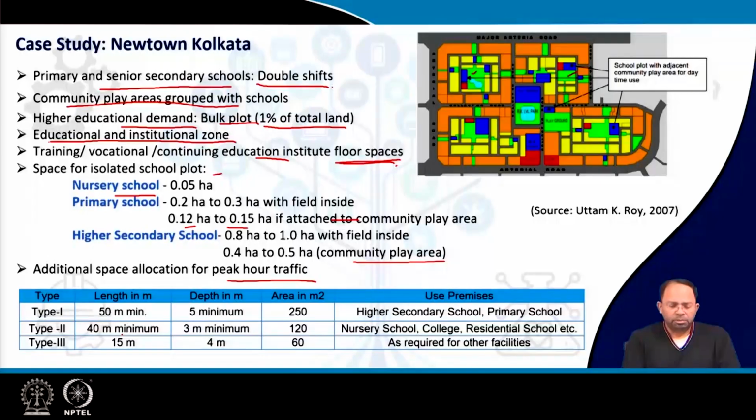extra area was also provided for higher secondary schools and primary schools. A total length of 50 meters and depth of 5 meters in those particular plots was reserved, a total area of 250 square meters. For nursery schools, colleges and residential schools, 40 meters length and 3 meters depth was reserved, leading to 120 extra square meters just for parking and traffic management. And for other facilities, similar areas were also reserved.